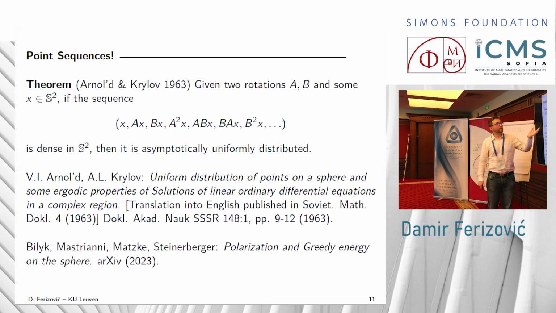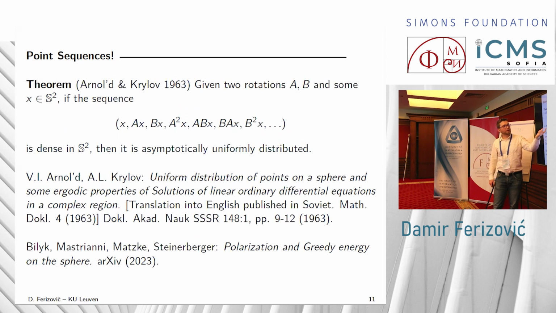So there's this paper by Arnold and Krylov. They've shown that if you have two rotations, A and B, and you apply them to some point on the sphere in the following fashion, you obtain a sequence: you consider x, ax, bx, a squared x, abx, bx, b squared x, and so forth. You'll obtain essentially a sequence and also a set.